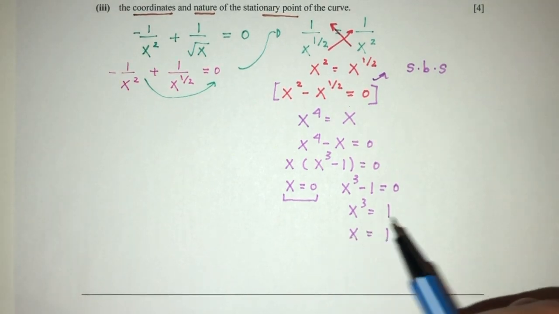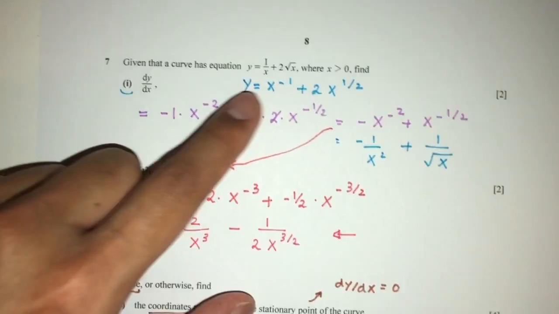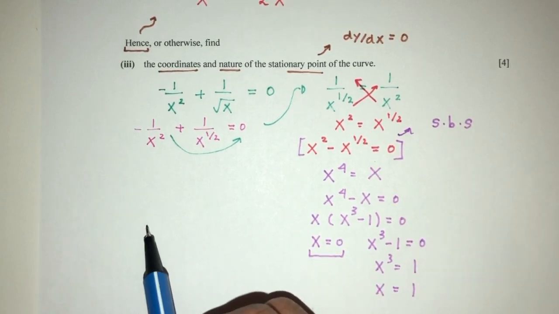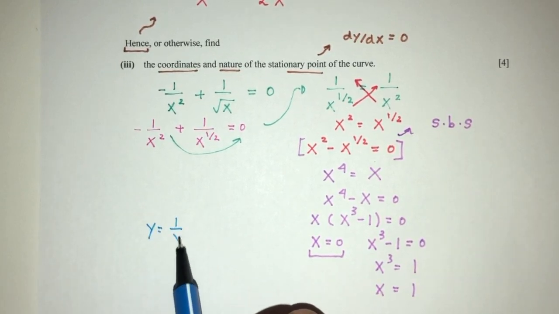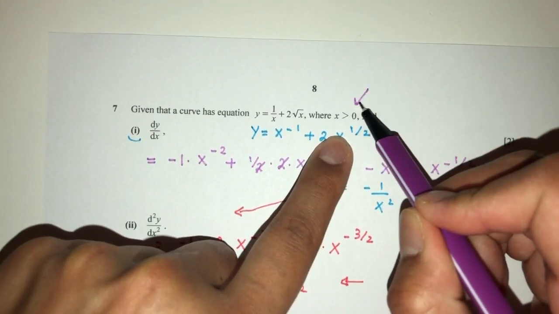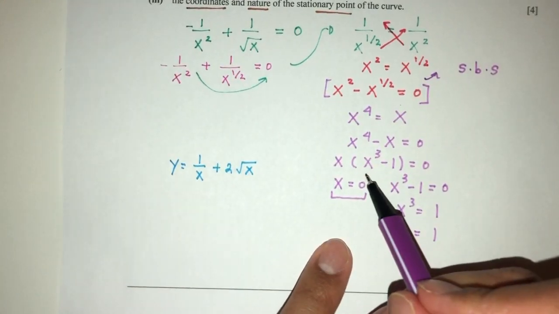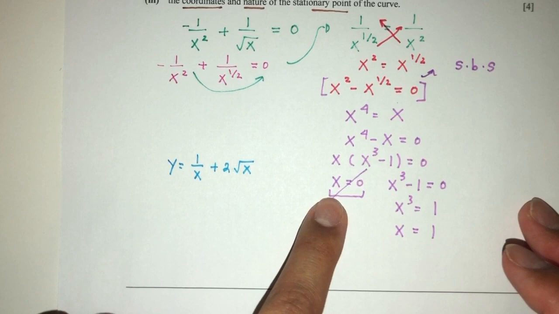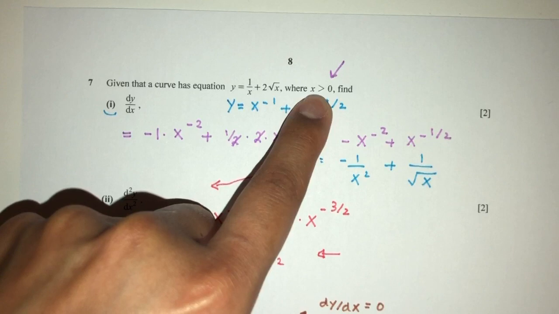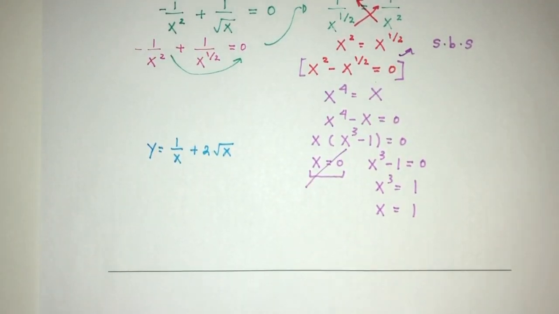Now let's find the corresponding y values. To find the y values, we place them back in the main equation. So let me write down the equation of the curve. y is equal to 1 over x plus 2 root x. Now as you can see, because of the domain, x has to be more than 0. We cannot take this point. It will not be possible, right? Because x is 0, it is not valid for this equation according to the domain given to us. So we can only have this one point to use.